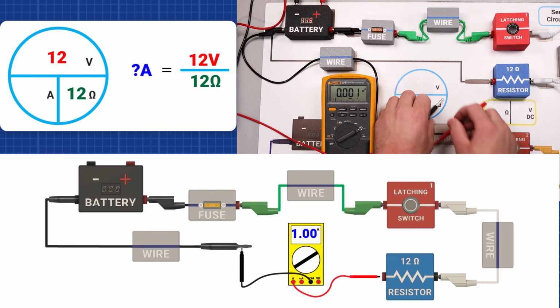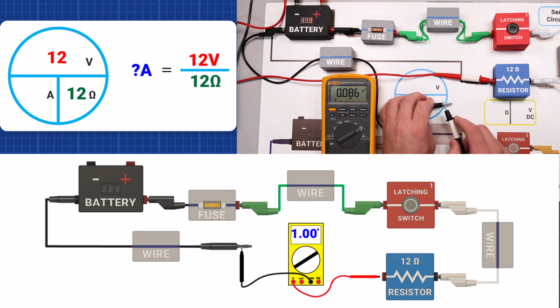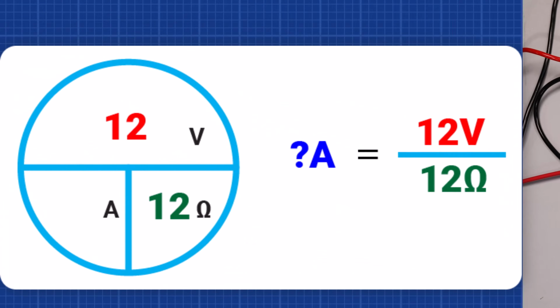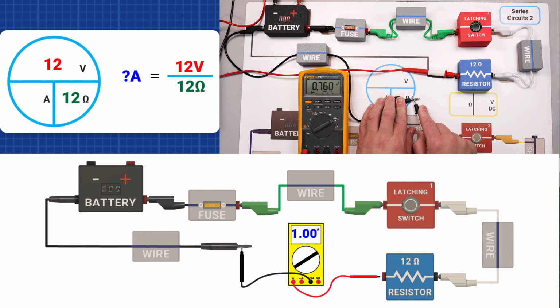Ohm's law helps us understand the relationship between voltage, resistance, and current in a circuit. For now, we won't get into the details of Ohm's law calculations. That'll come in a later video. For this demonstration, we'll determine the current by dividing the voltage by the known resistance.